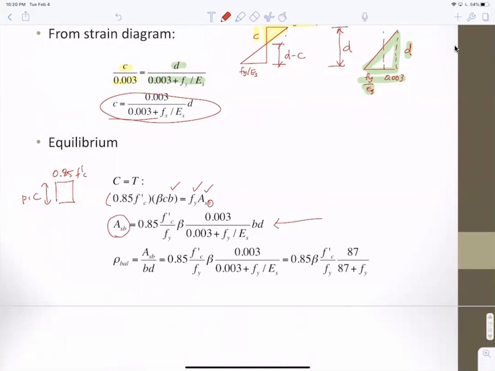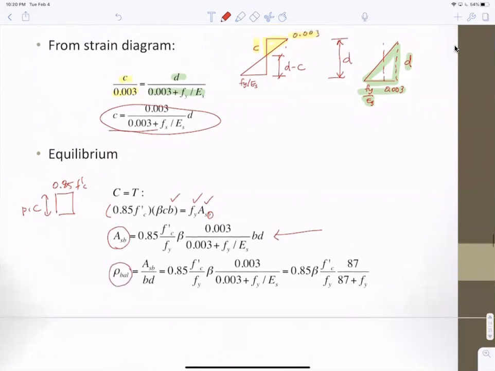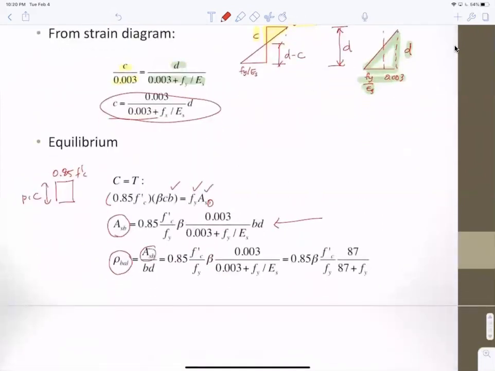We want to do everything in ratios. So we're going to take rho balanced as the ratio between this balanced amount of steel to the area of concrete, b times d. Now, here's the steel. This is h. d is the distance to the steel. So we're taking this area of concrete, the area of concrete down to the steel. So divide both sides of this equation by bd, and then it's nice. The bd cancels out, and you get this.